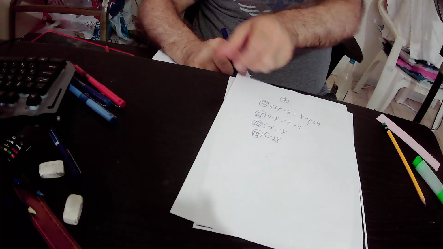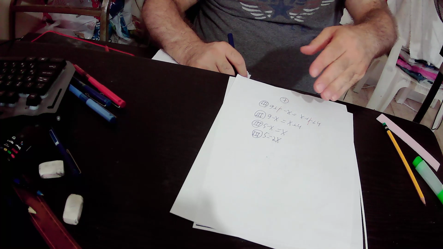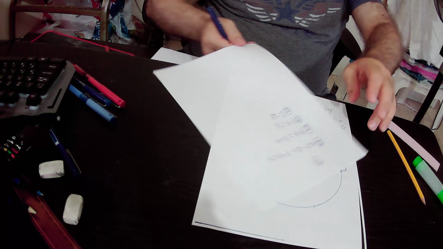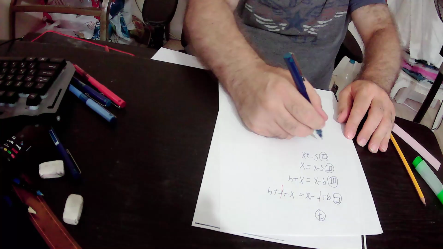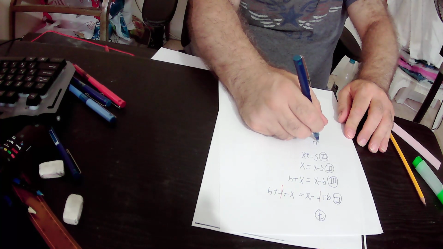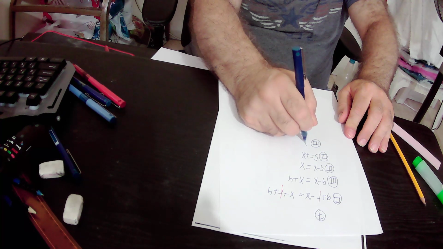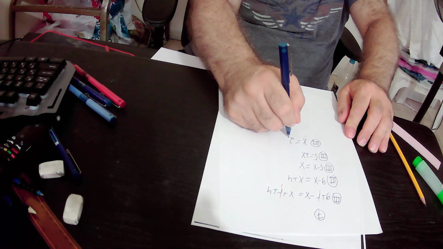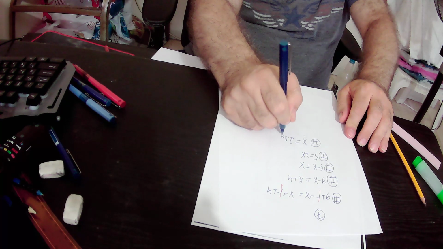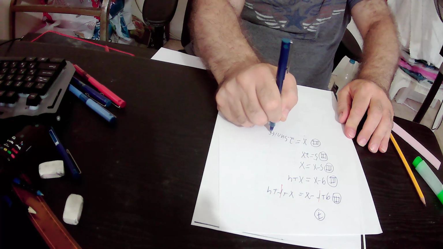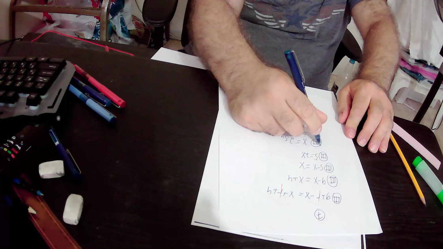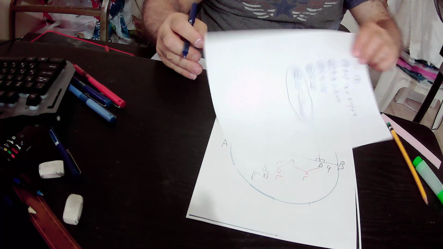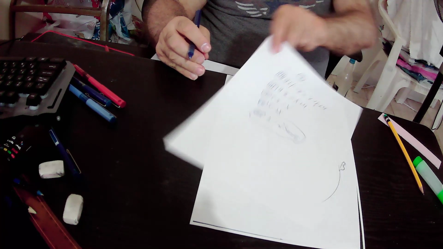We will divide this equality by 2 in order to get the value of x. So x will be equal to 5 over 2. 5 over 2 is 2.5 units. So we found out the value of x. X equals 2.5 units.